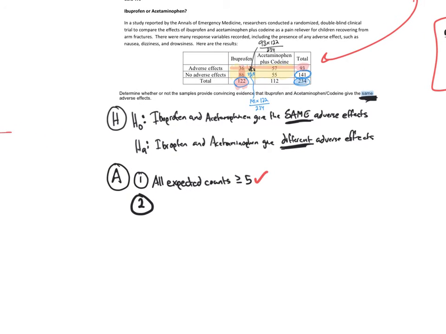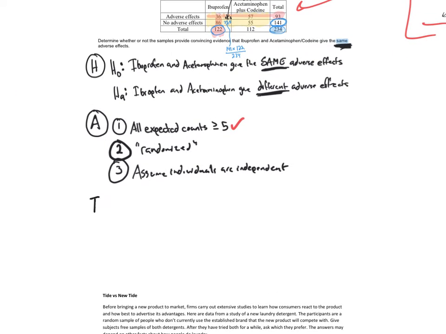Is it random? Randomized. So this is randomized. And you can either run the 10% rule, remember, or since it is an experiment, they ran a double-blind clinical trial, we could always use the words assume individuals are independent. We want to assume that the individuals themselves are independent, not necessarily the variables. So that's what that looks like.